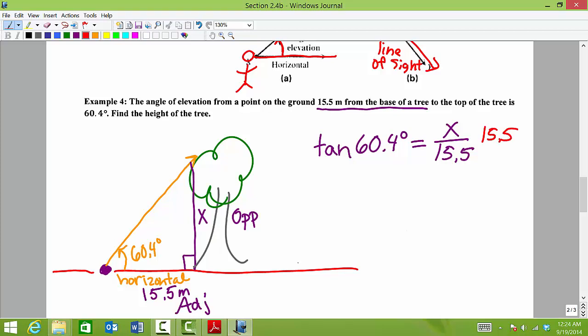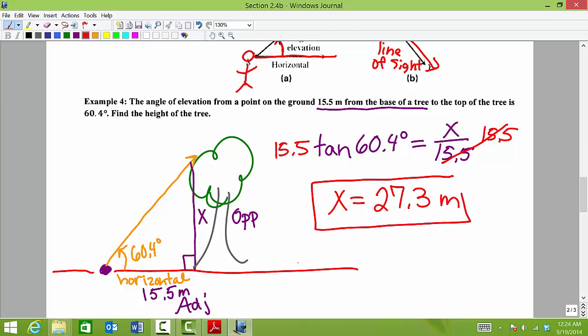We're going to multiply both sides by 15.5, and this cancels, and we end up with 15.5 times tangent of 60.4 degrees is equal to x. And we're going to go ahead and put that into our calculator, and we're going to solve to the nearest tenth. So I get x is equal to 27.3 meters. And make sure that you can put that into your calculator and make sure that that is the answer that you get.